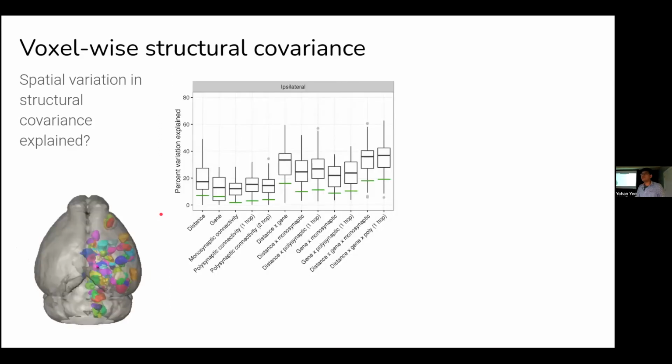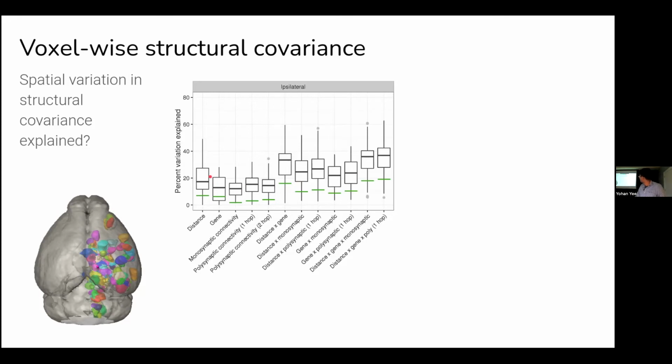What you can do is represent that as a distribution of variation explained. We do that and we find that up to a maximum of around 40%, which is the median in this distribution, can be explained by the predictors that we have. All of these are significant. The green bars are the upper bound on the median that you can get by using a permutation test.